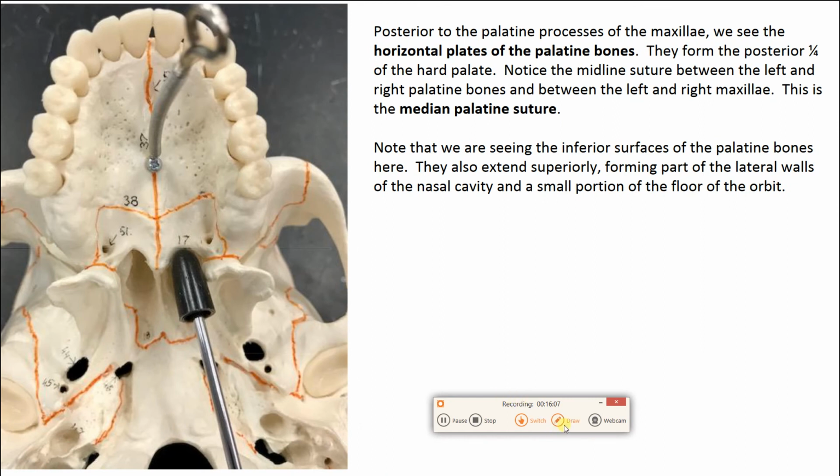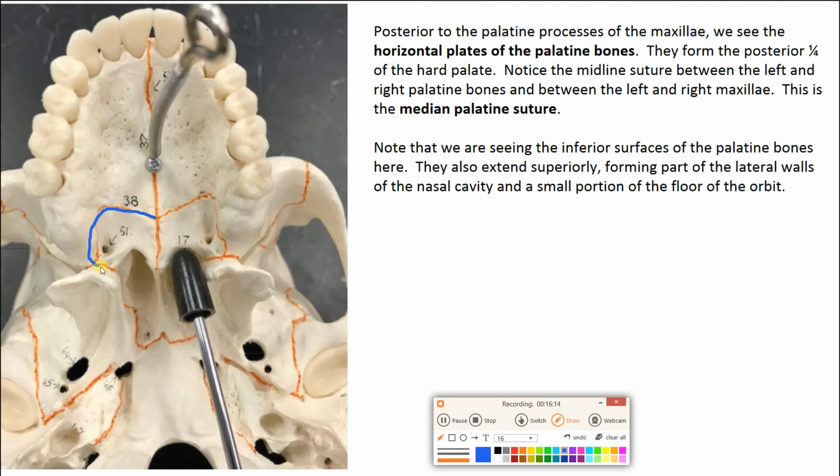Here we see the bottom of the palatine bone. This chunk right here is called the horizontal plate of the palatine bone. And we have one on each side, very nicely. These guys form the posterior quarter, maybe even a little bit less in this one, of that hard palate. Now, notice that median palatine suture, which we see running all the way right here.